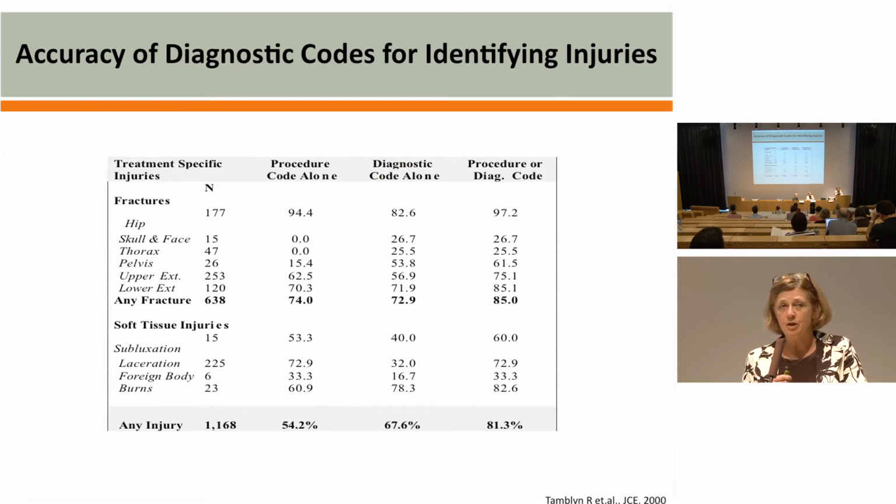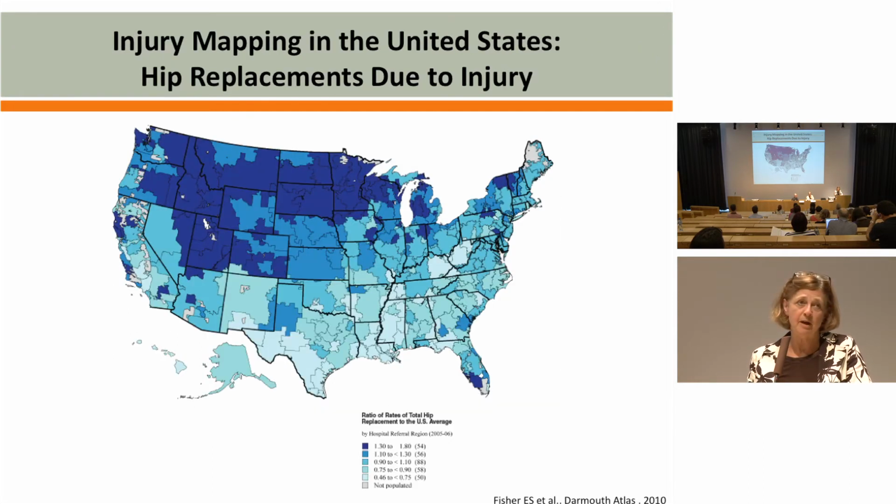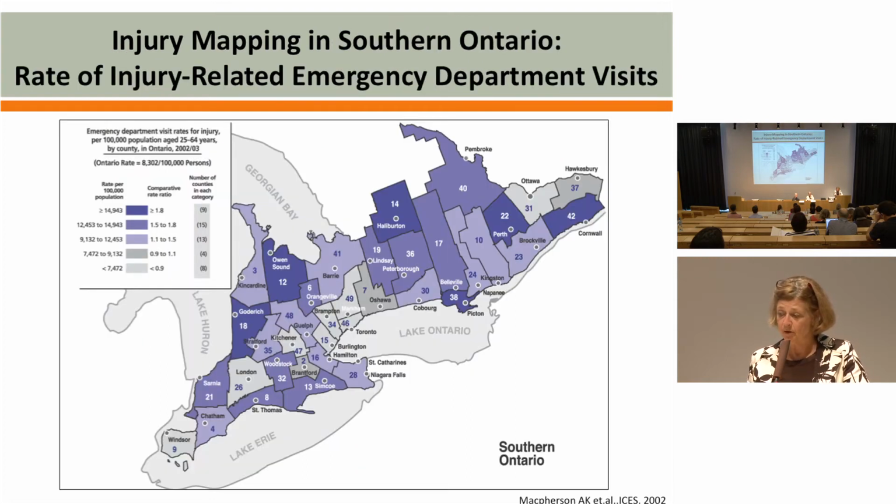It's also been used to document injuries. So if you look at injuries that require repair, so soft tissue injuries and fractures, as you can see again, probably slightly higher sensitivity, especially if you combine the diagnostic code with a procedure code that says I repaired a hip fracture, for example. And you can use that to create maps of where there are high rates of injury versus low. So you can see in the northern and Midwest US they have the highest rates of injuries. Similar mapping was done in southern Ontario, where you see what we call cottage country was an area of high rates of injury versus lower in the urban area.